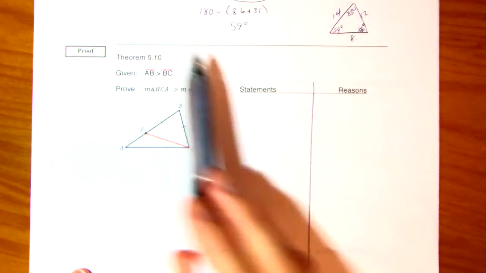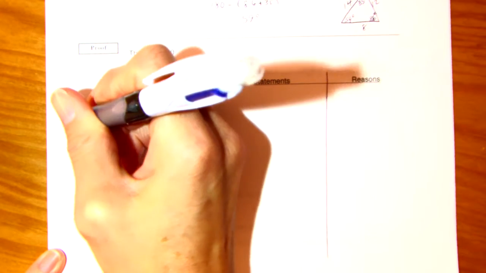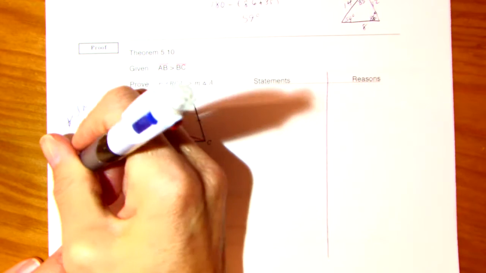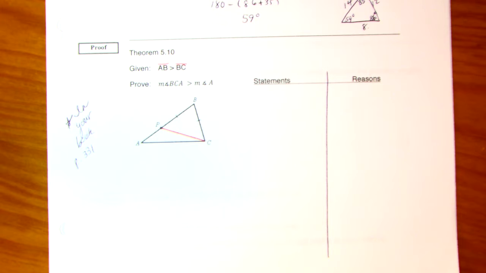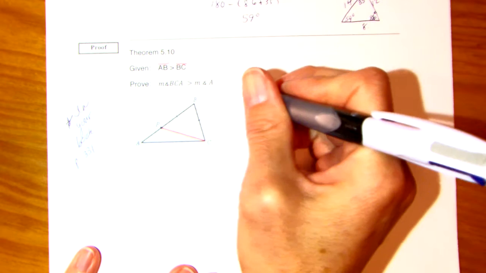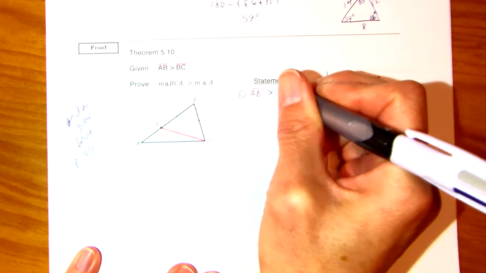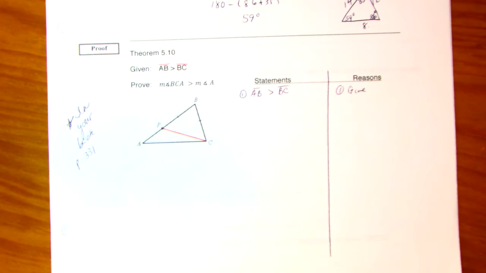Basically, we want to prove theorem 5.10, and this is in your book. Theorem 5.10 is on page 331. A little dyslexia going on today. So we're going to start with the given. Number 1, we have segment AB is greater than BC. Remember what theorem 5.10 says. If you have one segment greater than the other, then the angle opposite will be larger than the other.